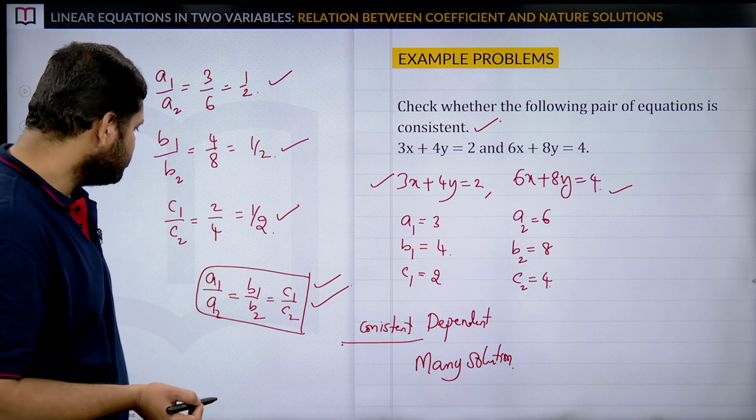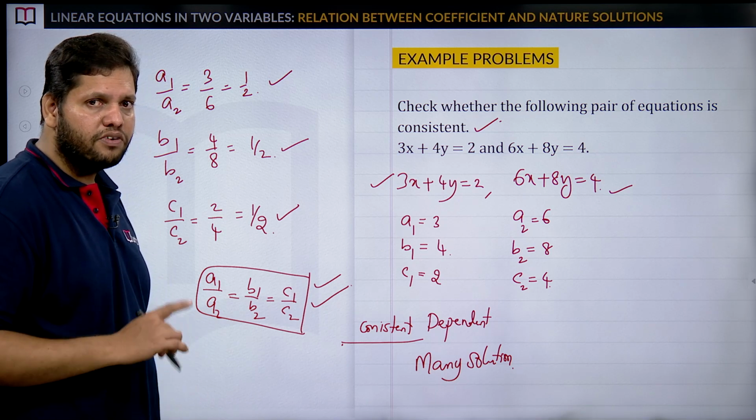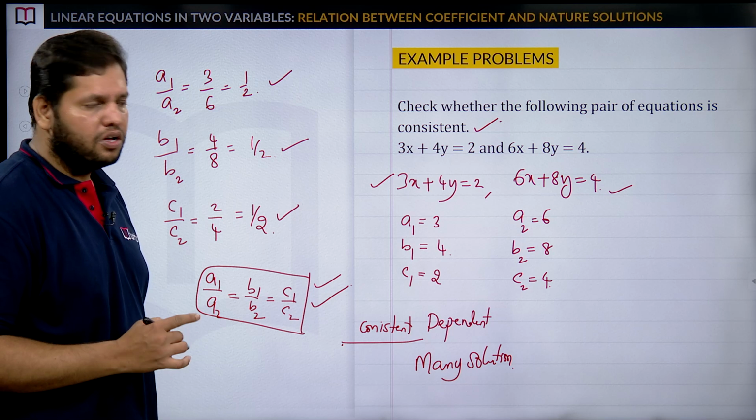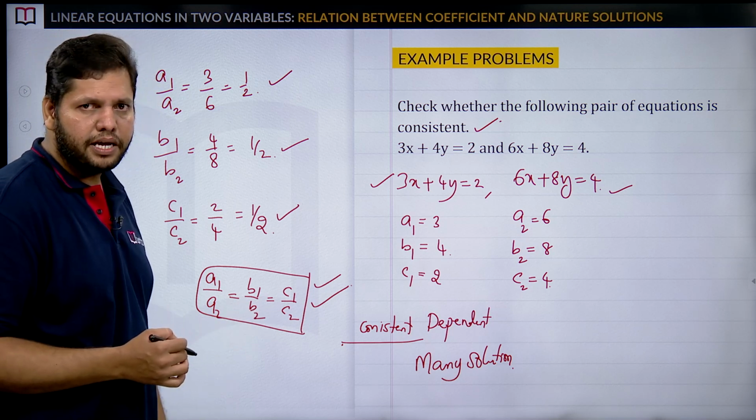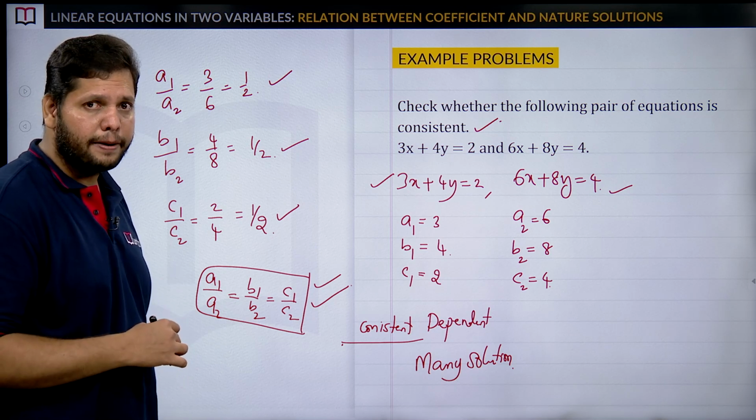So directly I can say, children, the third condition will be satisfied. The third condition is what? a1 by a2 is equal to b1 by b2 is equal to c1 by c2. So based upon the third condition, what can we say? It satisfies infinitely many solutions. Isn't it, children? Yes.